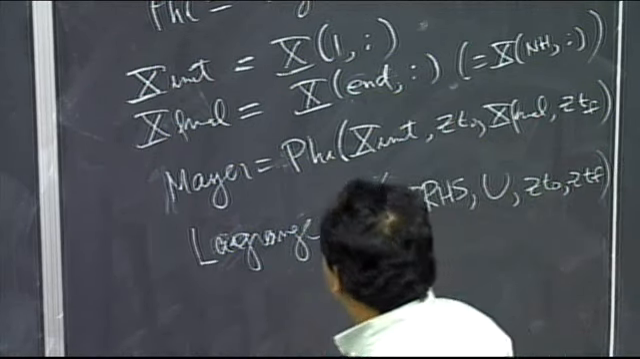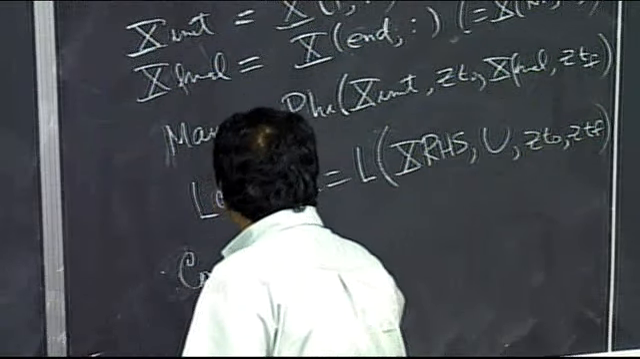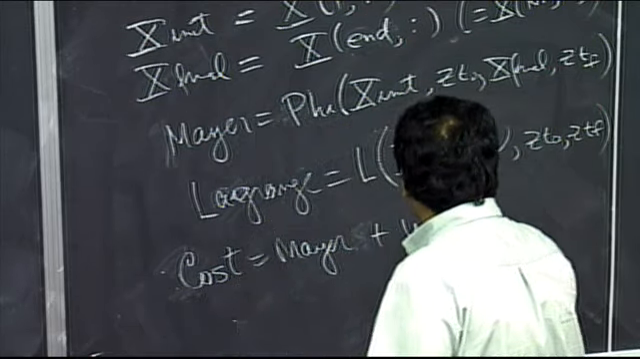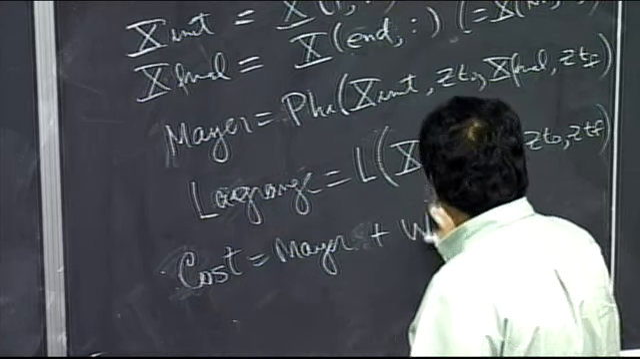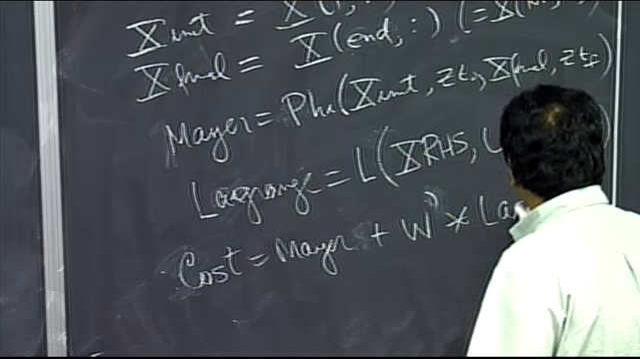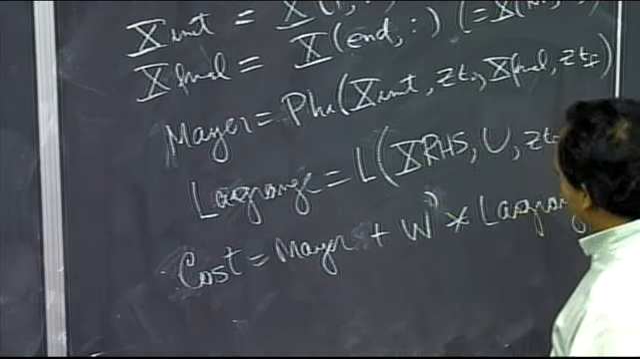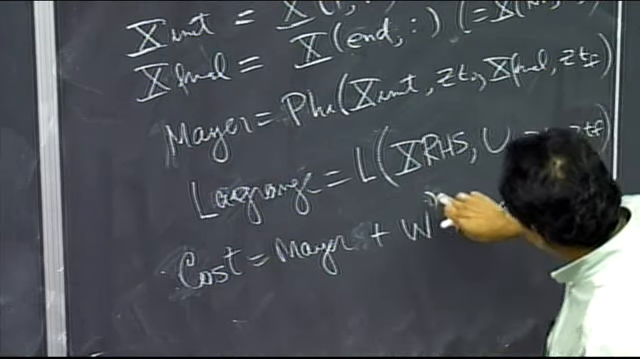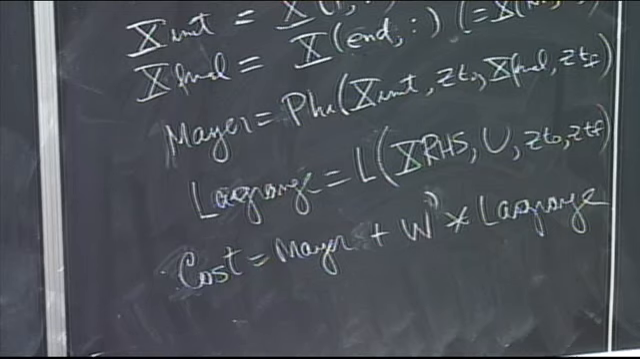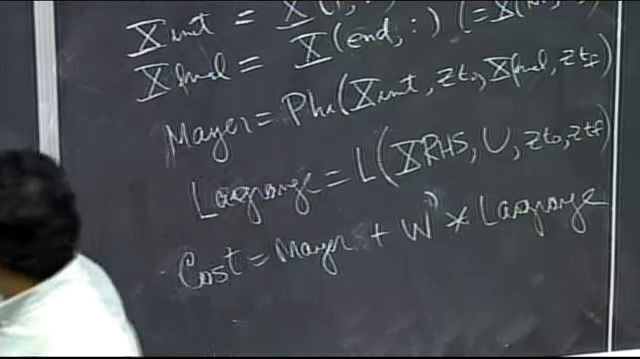And then my cost, which I'll just call cost, is going to equal Mayer plus W transpose star Lagrange. This is a vector of LGR weights, which I'm going to denote as a column vector, so I'm taking its transpose. I put an apostrophe because the transpose operator is an apostrophe. All right? So this gives me my cost function.